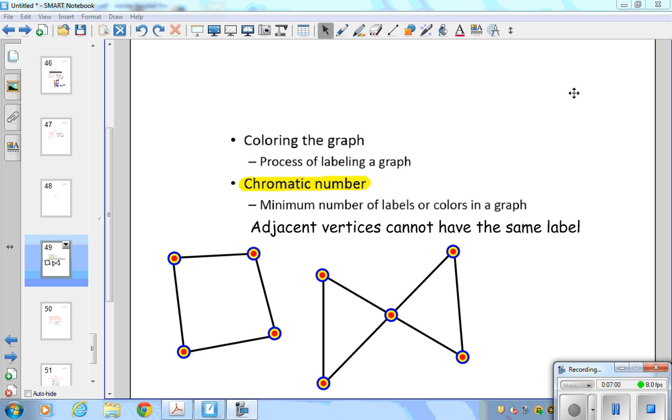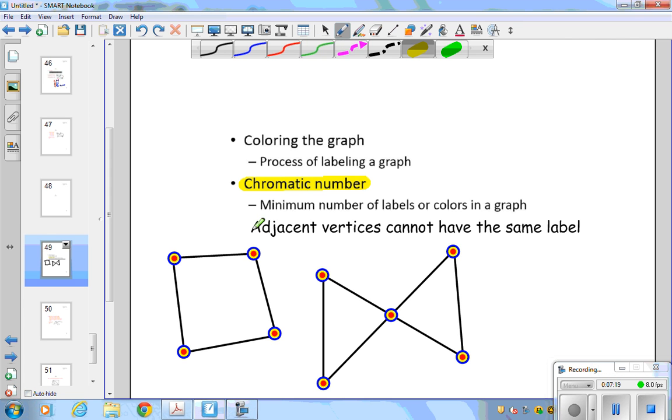Okay, the last thing we're going to be talking about is what is called the chromatic number. The chromatic number is labeling a graph, meaning you're going to take the vertices and put them into different groups by labeling or coloring them. And the one thing that I want to bring to your attention is this: adjacent vertices cannot have the same label. Now that doesn't really make any sense because we haven't done an example.